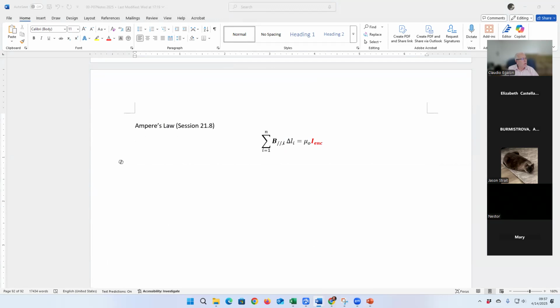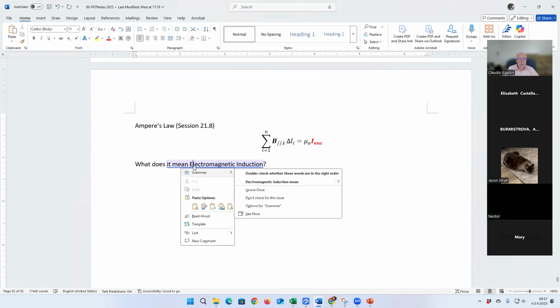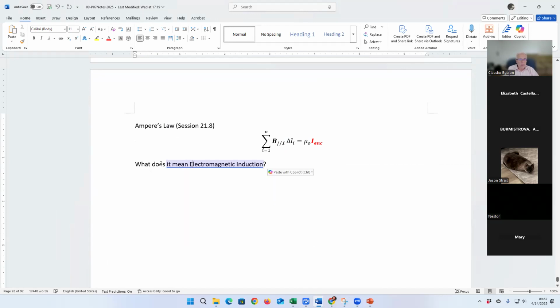But first, let's see what electromagnetic induction is. What does it mean, electromagnetic induction? That's the question that you have to ask yourself.